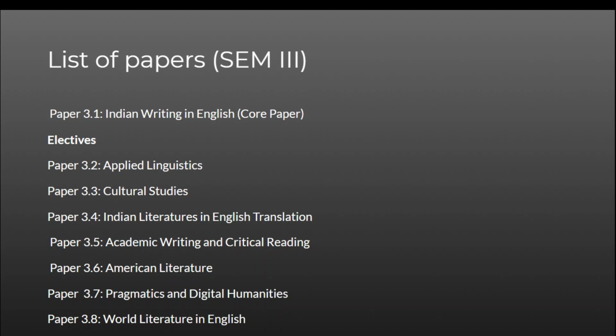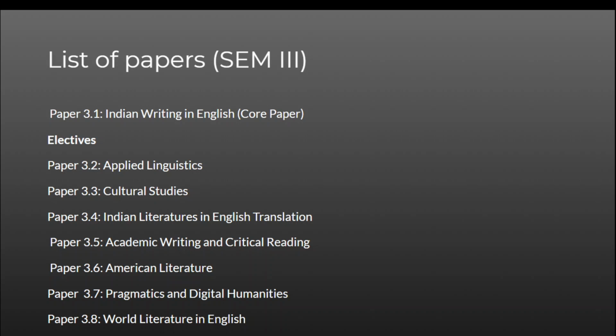The next important subtopic that we are going to discuss will be the course papers or the list of papers prescribed for semester 3. Now in semester 3, the first paper is paper 3.1. It is Indian writing in English. It is core paper, and as it is a core paper, it is a compulsory paper for all of you. After that, there are 7 other papers, and any 3 papers out of the following 7 options can be opted by the students with the guidance of the PG department of the college.